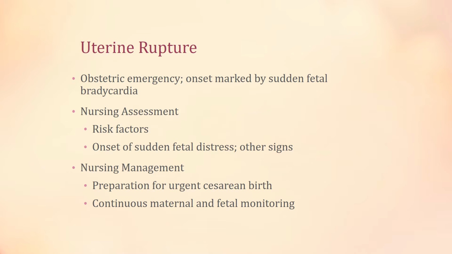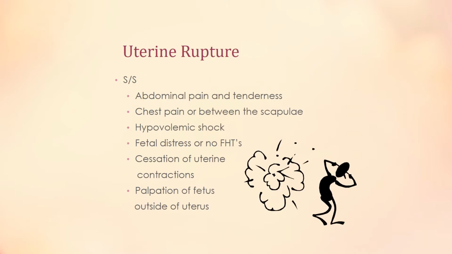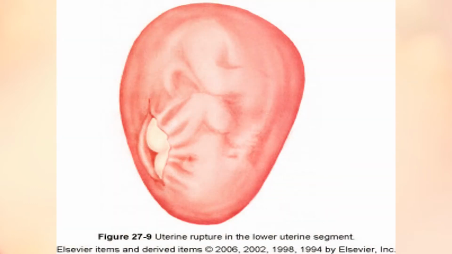This is usually, like I said, sudden fetal distress, sudden fetal bradycardia, and it is an emergency. We have to do something very quickly. Abdominal pain and tenderness. She'll have chest pain up between the scapula. She'll go into hypovolemic shock. You will see fetal distress or no fetal heart tones. The contractions will cease, and you can actually feel the fetus outside of the uterus. This is a picture of a torn uterus, and you can actually feel the appendages of the baby outside of it.